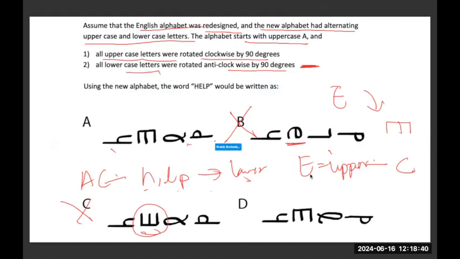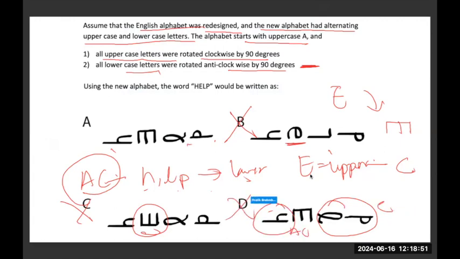Likewise, H, N, L, P have to be rotated. All three have to be rotated anti-clockwise. In case of D, these two are clockwise and this one is anti-clockwise. So D is also wrong and A is the one which will be chosen.